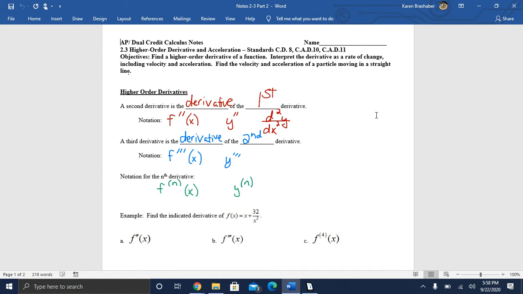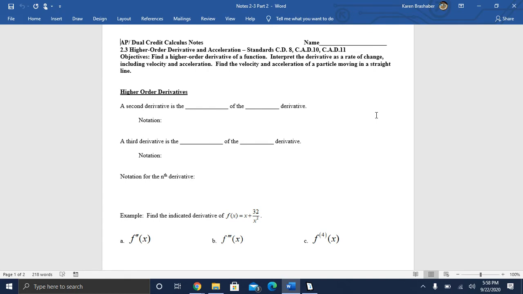So I thought we could go through the example that's shown on your papers there and practice doing the higher order derivatives. So I've given you f of x equals x plus 32 over x to the second. And I'd like for you to do f double prime of x, f triple prime of x, and the fourth derivative of x. So hopefully, as you're looking at this, you're thinking to yourself, well, I need to rewrite f of x, which you do.